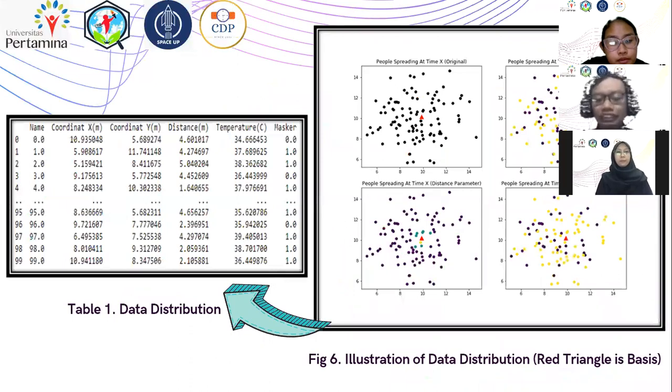So figure 6 is the illustration of web-based management in real time using a GPS protocol. We have people spreading parameters of distance, temperature, and using a mask or not. For this spreading data, we get data to take control by the analysis measuring system, and you can see in table 1 we have name, coordinate x, y, distance, temperature, and mask.